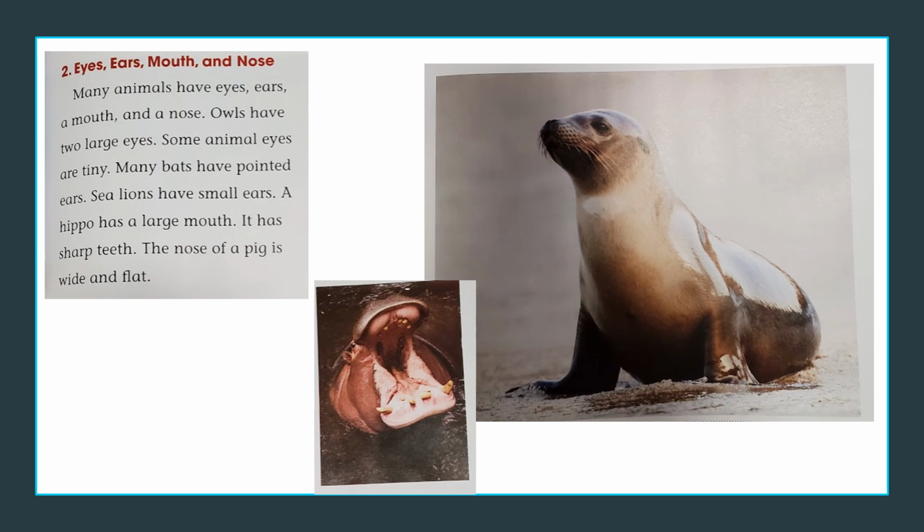Number 2, eyes, ears, mouth, and nose. Many animals have eyes, ears, a mouth, and a nose. Owls have 2 large eyes. Some animal eyes are tiny. Many bats have pointed ears. Sea lions have small ears. A hippo has a large mouth. It has sharp teeth. The nose of a pig is wide and flat.